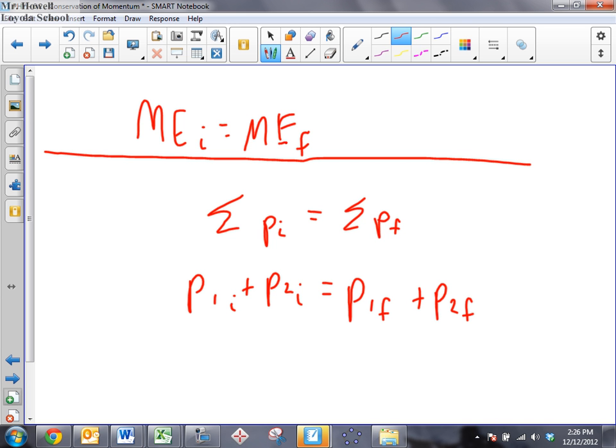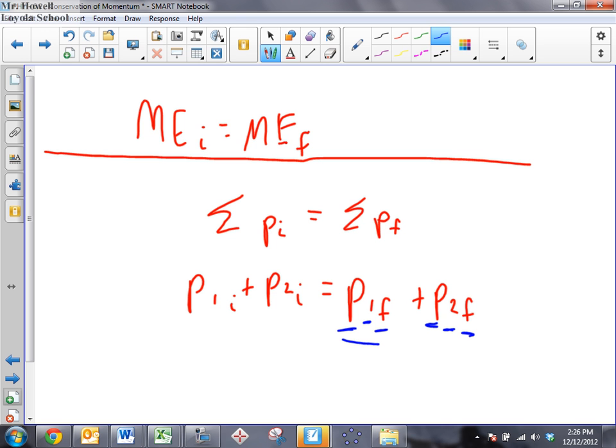This part, P1F. Just read it as you see it. I see P1F over here. This means momentum of object 1 finally, or at the end. Over here, the momentum of object 2 at the final stage, or at the end. So simply go through your variable and look at your subscripts and it will tell you what it actually means.